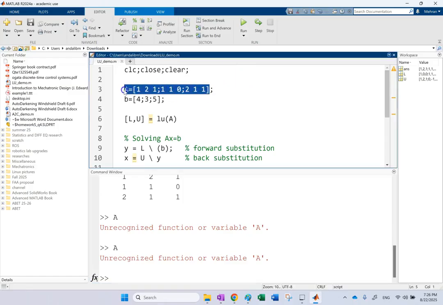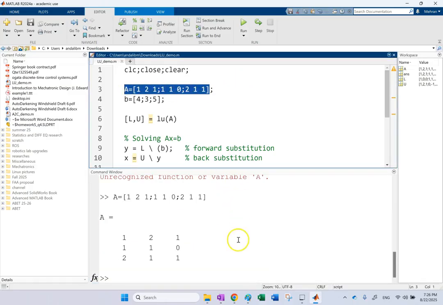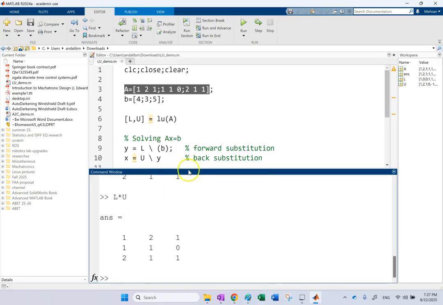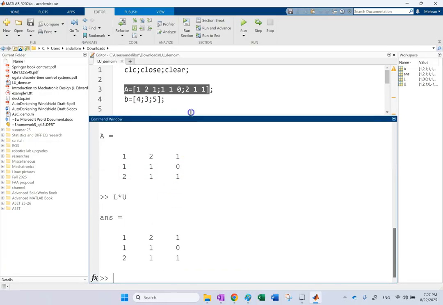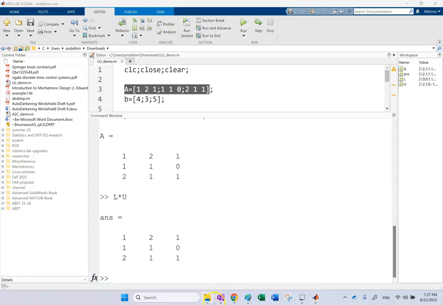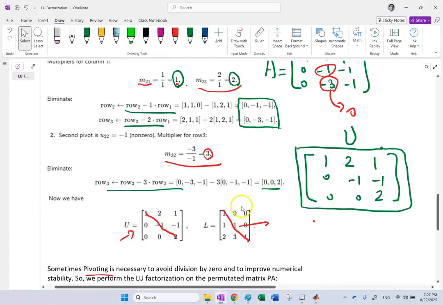I need to redefine A. There we go, right? And let me do L times U again. Look, you see? They're exactly the same thing. So you see, it absolutely worked, right? So this is how you do LU factorization.